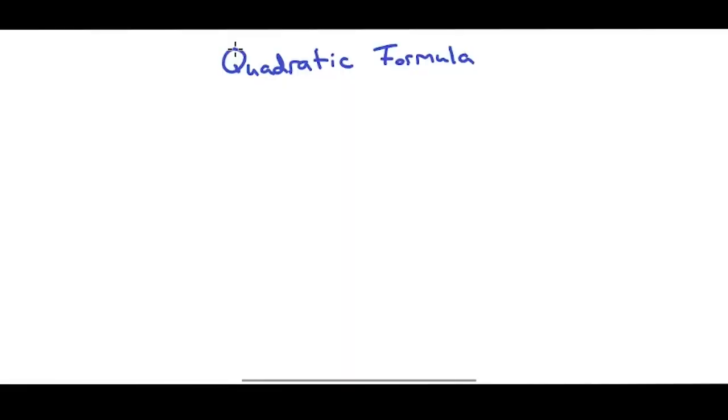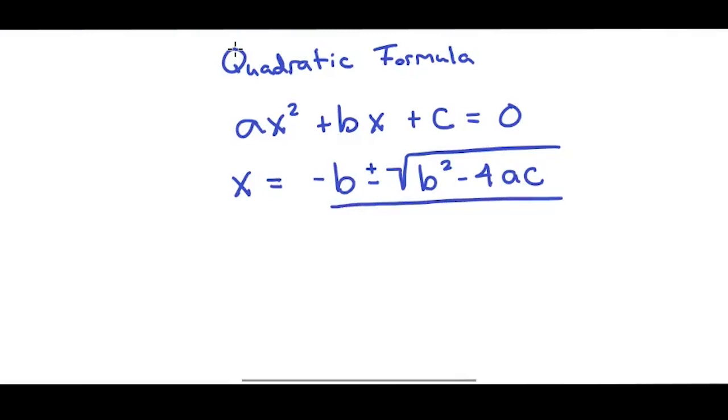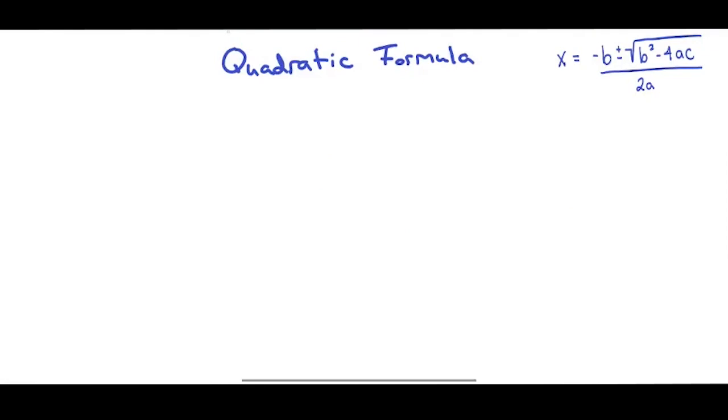Hey guys, today we're going to be talking about the quadratic formula. The quadratic formula, when ax squared plus bx plus c equals 0, is x equals negative b plus or minus the square root of b squared minus 4 times a times c, all divided by 2 times a. What that means is this.